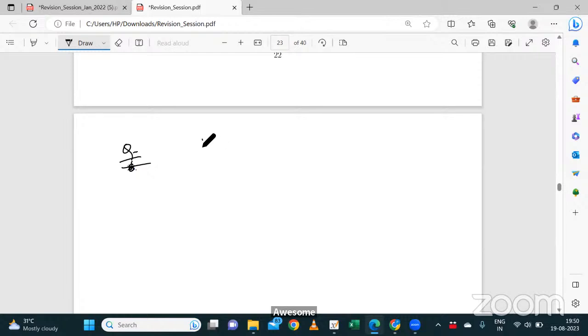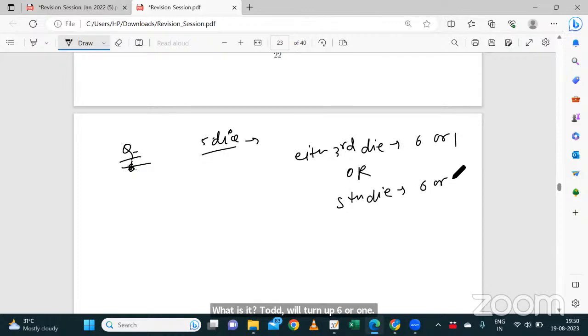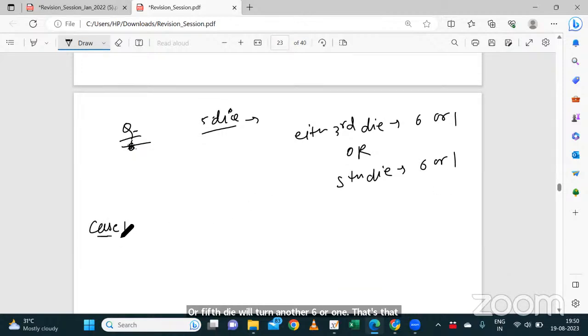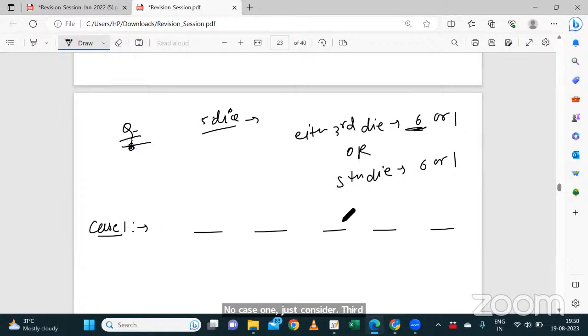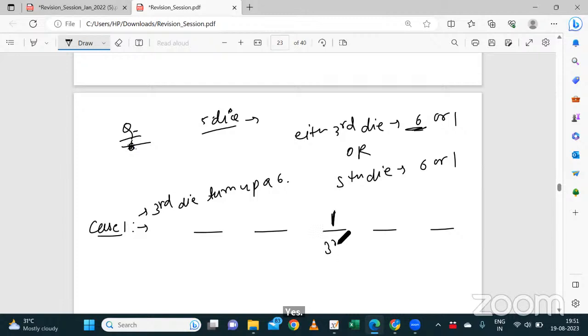So basically, the question says they are rolling 5 dice, right? It says either the third die will turn up 6 or 1, or the fifth die will turn up a 6 or 1. That's the case. So there are cases. Case 1 you can assume like this. I have a total of 5 dice. In case 1, just consider the third die turns up 6. So for the third die, I have only one way. I'm just separating the cases, right? For the remaining dice, I will have 6 ways. For the first die, it can take any outcome. For the second die, it can take any outcome, and the fourth and fifth too, because I'm not putting any condition here. Correct or not?